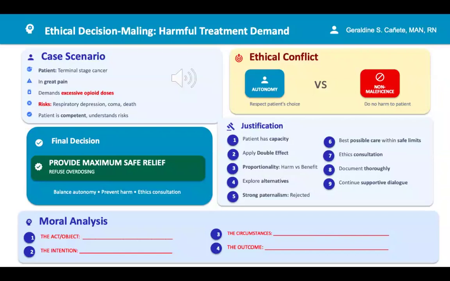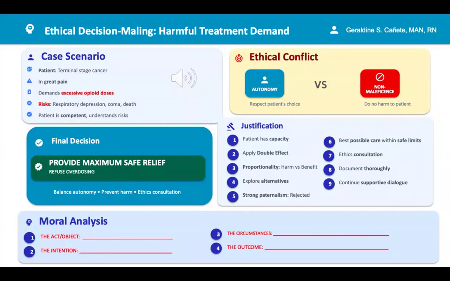Okay. Now, on the other hand, from a non-maleficence perspective, we have a duty to protect the patient from harm, even if it means overriding their wishes. We want to prevent them from overdosing on opioids and experiencing respiratory depression, or coma, or even death. So, what are also some arguments in favor of limiting the patient's autonomy in this case? Okay, so take note of your answers. Now let's proceed to the final decision.